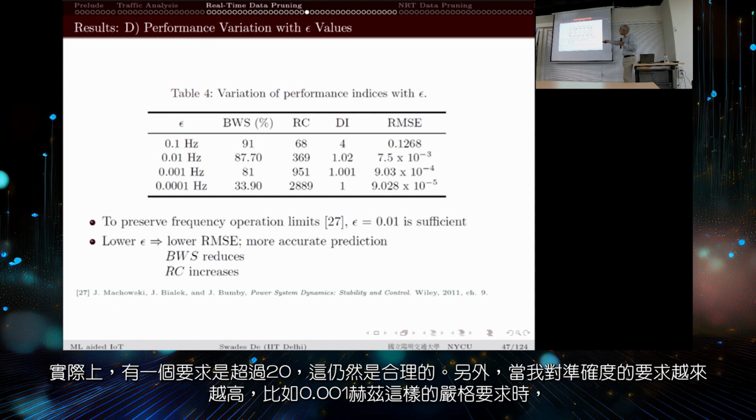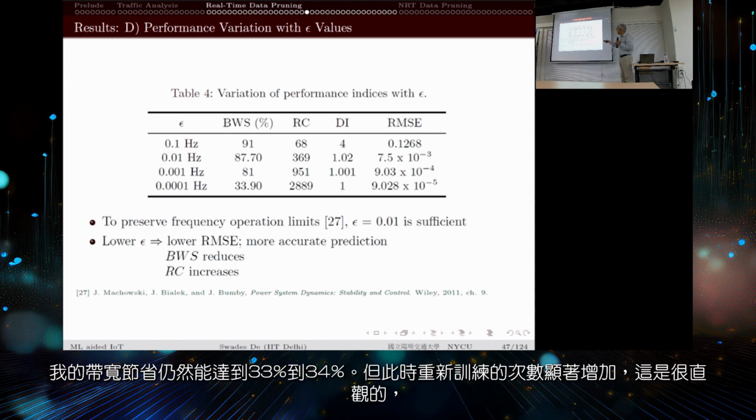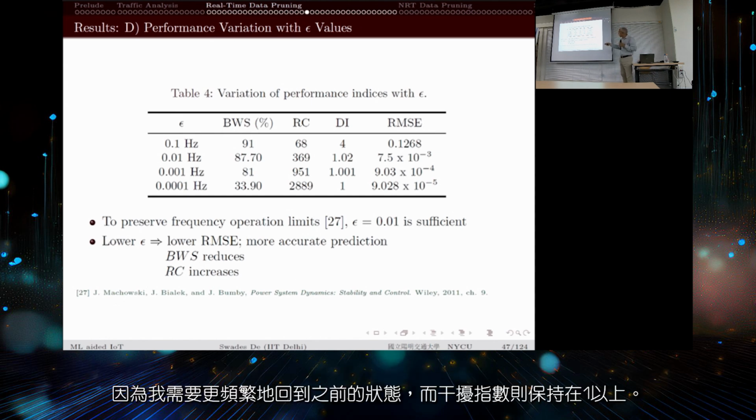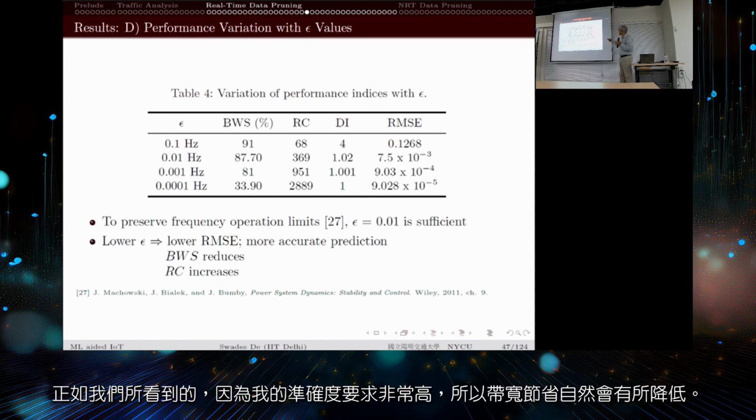And as I have more and more accuracy requirement, such as 0.0001 Hz, which is a very stringent requirement, my bandwidth saving is still 33%, 34%, and retraining count has increased significantly, which is intuitive, because I have to retrain more frequently. The disturbance index is kept above 1, and the RMSE is of course correspondingly reduced because my accuracy level maintained is very high here.